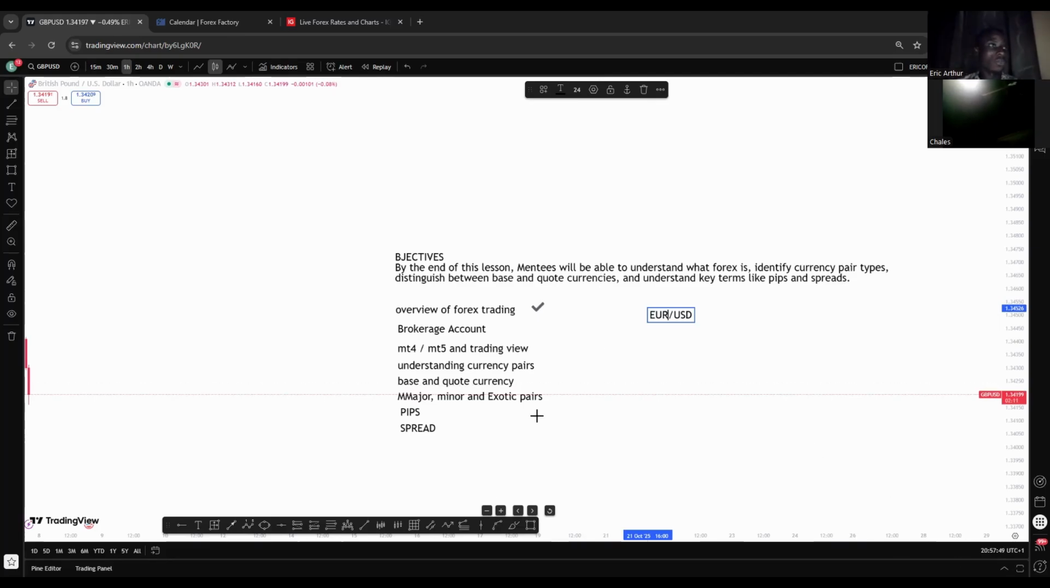So we know how the market works. For you to buy, there must be a seller. You get it? That's how it is. So what do you know? Do you know something about brokerage? Brokerage, let's come here.